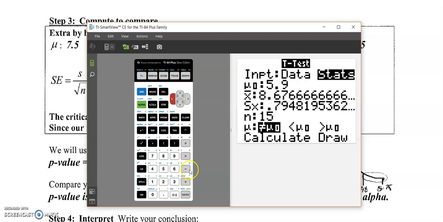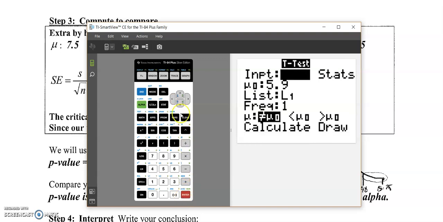This time we have the data, but we could also do stats. But since we have the data, we're going to choose data. Our mu is 7.5. The list of our data is in list 1, so we hit second 1. Frequency, we always leave it at 1. In this case, we're doing greater than, so we choose greater than. Then you can choose calculate if you want just the numbers, or draw if you want the picture and the numbers.